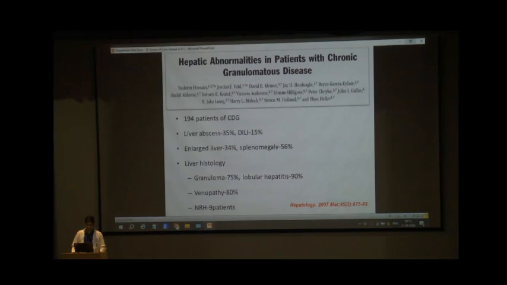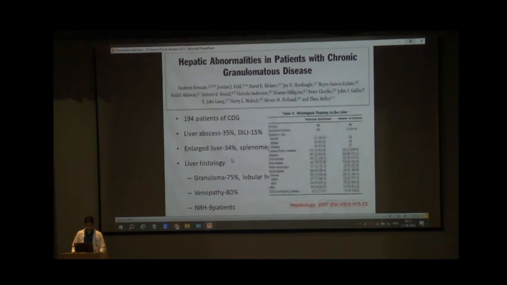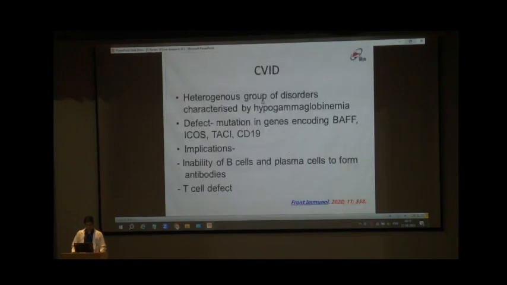Asymptomatic hepatosplenomegaly was found in around 30 to 56% of the patients. Biopsy of these patients showed presence of granuloma and venopathy in around 75 to 80%. Presence of nodular regenerative hyperplasia in around 30% of the patients with CGD.